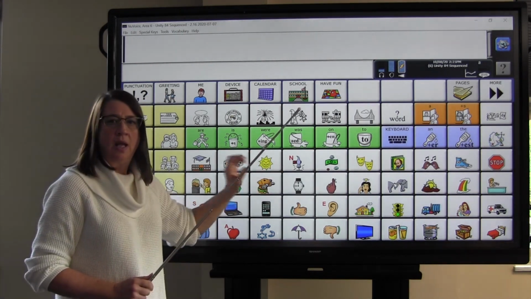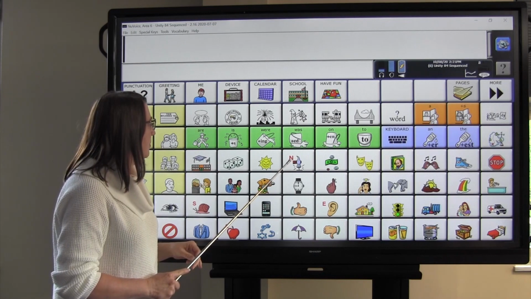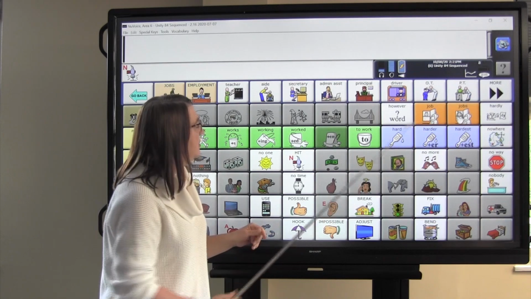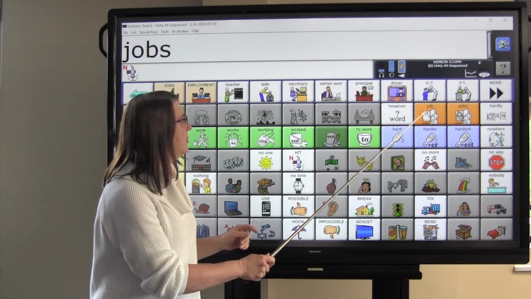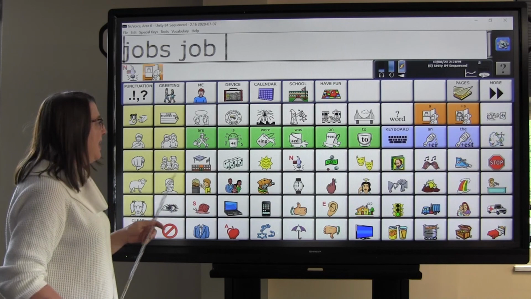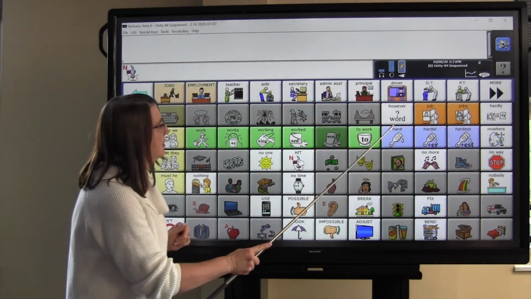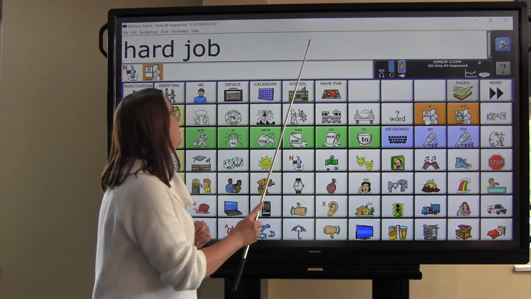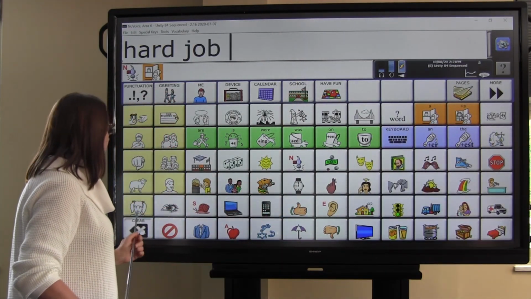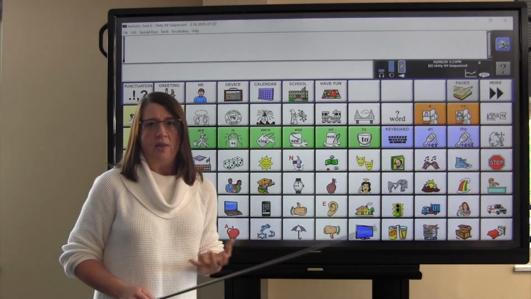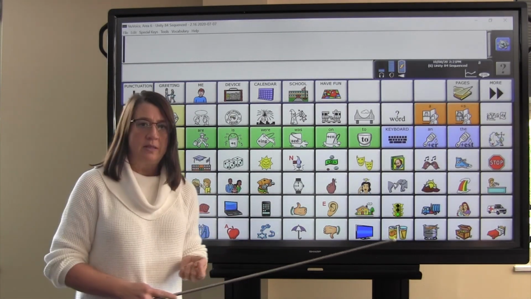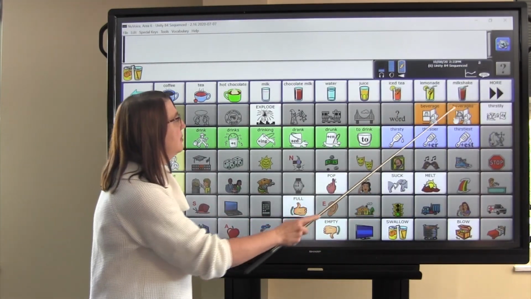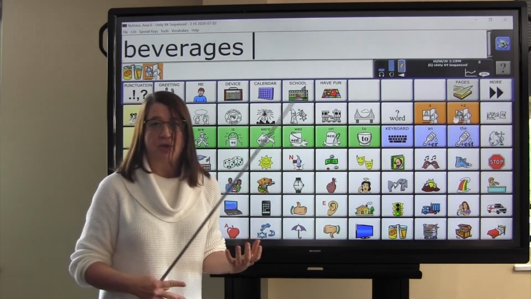The hammer has jobs associated with it. So if I select the hammer, I can say jobs or job. In fact, I could say that somebody has a hard job. Hard job. The category noun that goes along with the juice icon is the word beverage or beverages, because that's the category that's represented.